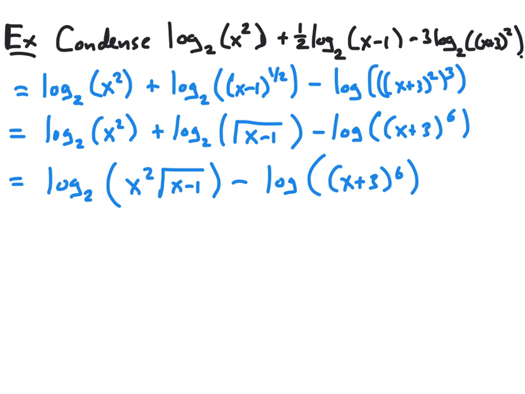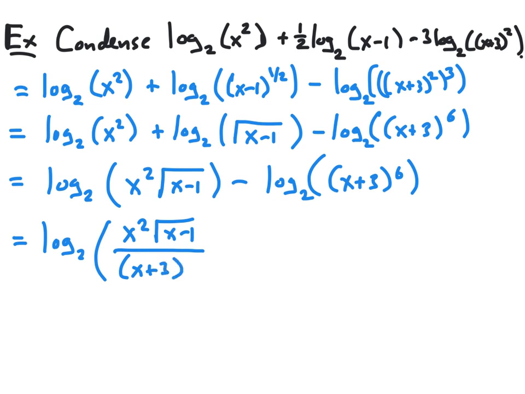And now we have the difference of 2 logs. And of course, now that I see this, all of these logs should be log base 2. Over here, I simply dropped that from the original example. And now I have the difference of 2 log base 2's, and so we can apply the quotient rule. So we get log base 2 of x squared times square root of x minus 1 in the numerator, and in the denominator, x plus 3 quantity to the 6th. And so we have now used all 3 of our rules, the power rule, the product rule, and the quotient rule in that order, to condense this expression into a single logarithm.